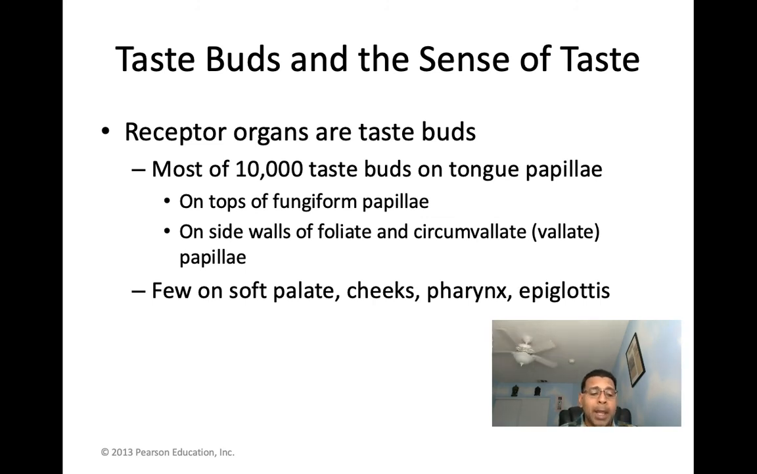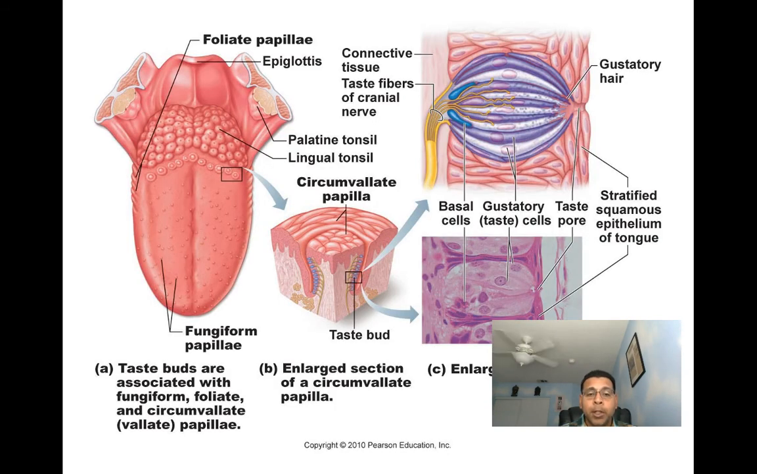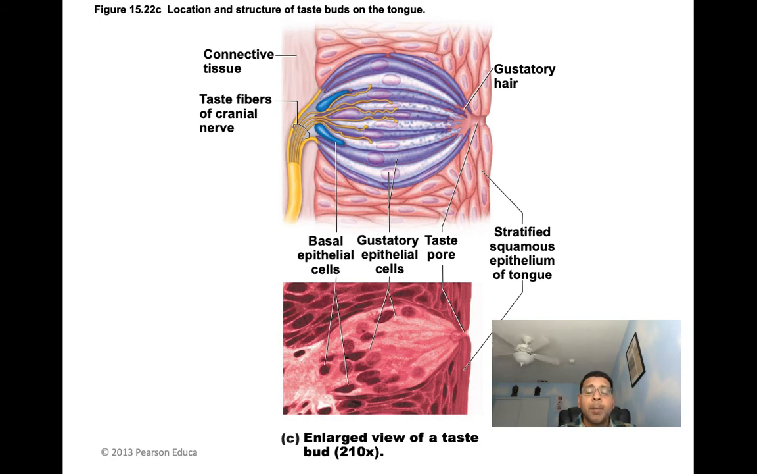Taste buds are made up of three major epithelial cell types. First, we can look at basically one type of papillae. These are circumvallate papillae. When we look on the side walls of the circumvallate papillae, where these taste buds are going to be located, here we can appreciate one of our taste buds. Our taste buds are going to be made up of a couple of major cell types. Here we can see our gustatory epithelial cells and our basal epithelial cells.